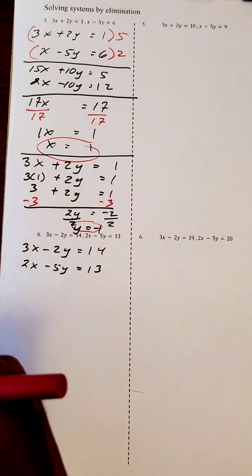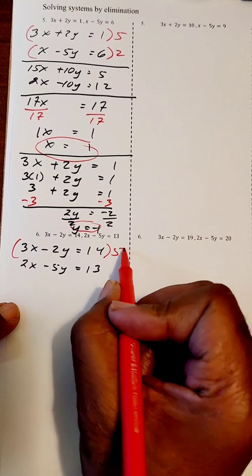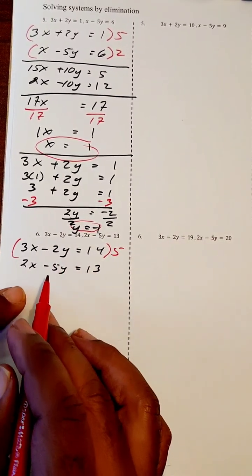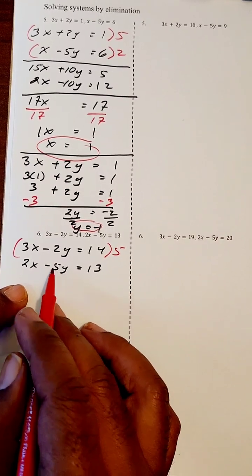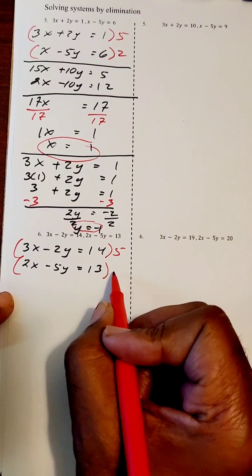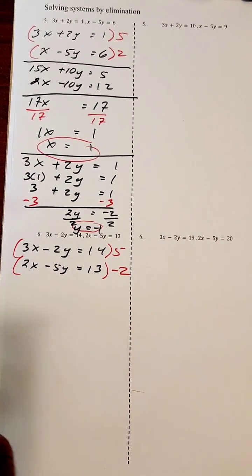So to make this a negative 10, I have to multiply by 5 because 5 times negative 2 will give us negative 10. For this to be a positive 10, I've got to multiply by a negative 2. So we're going to multiply by negative 2. And that will give us a positive 10.